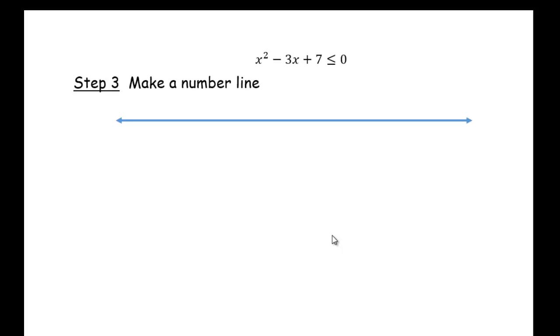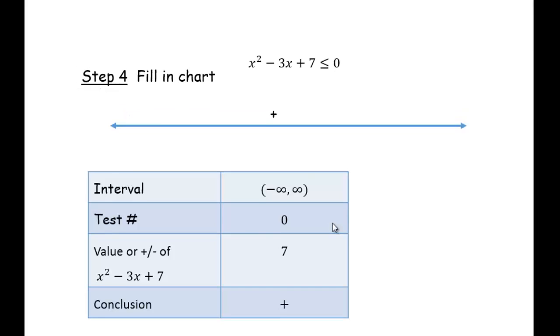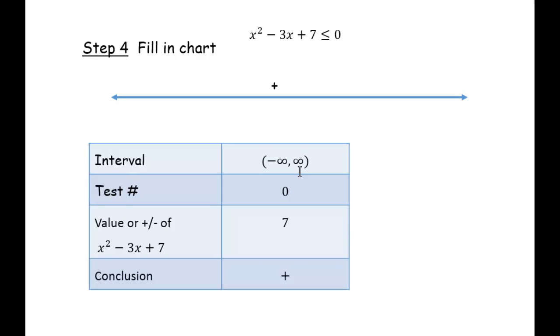I only have one test interval from -infinity to infinity. I just have to pick one test number and I'll be done. So my chart looks like this. My interval goes from -infinity to infinity. I chose 0 as a test number. I put 0 into the left-hand side and I get 7, which is a positive number. So I put a plus over my number line.